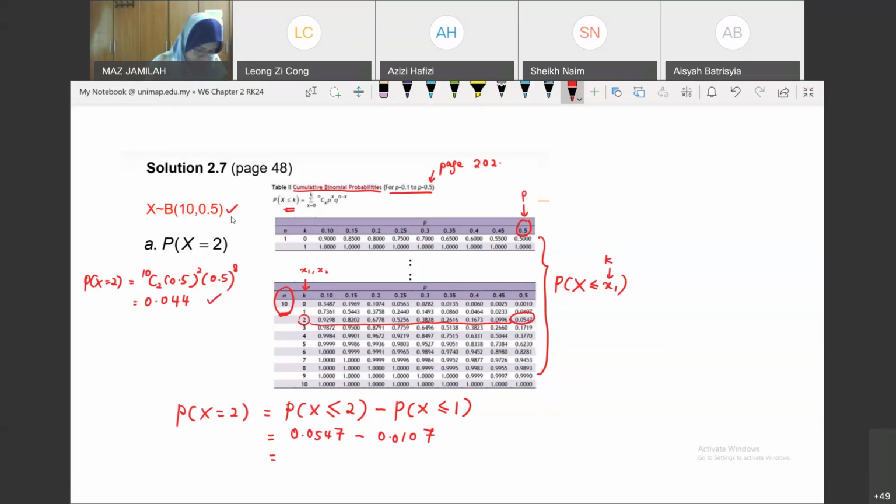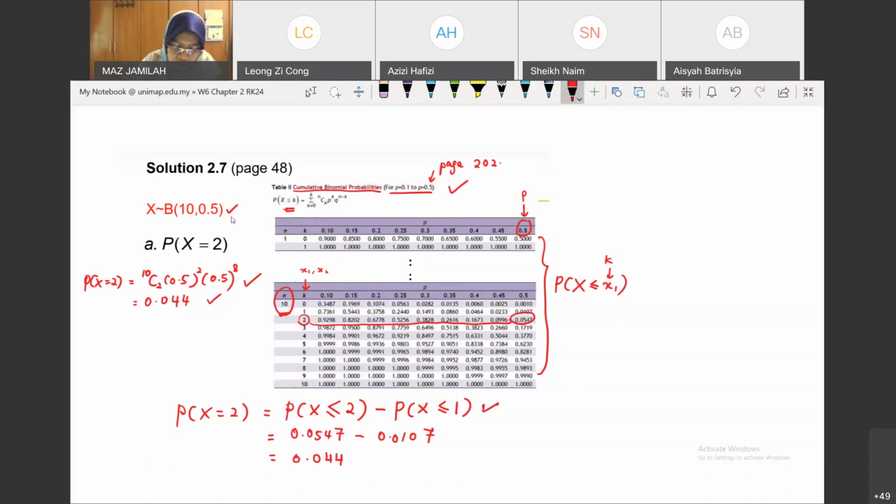0.044. Yes, 0.044. So now you already know for the binomial probability distribution, or for any random variable that follows the binomial distribution, I can use my formula to calculate or I can use my table of binomial.